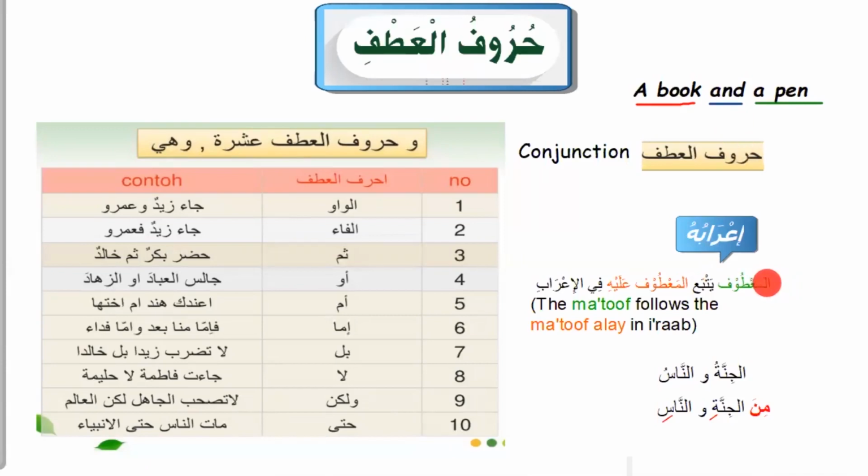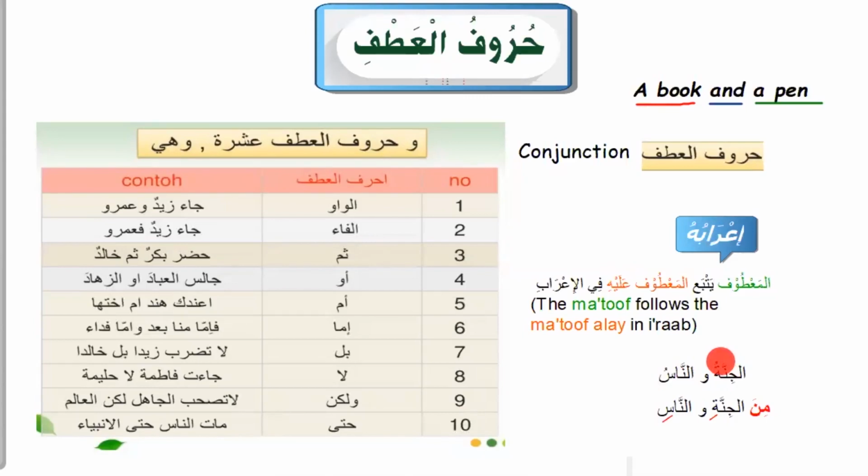So that is what it says here. Al-ma'tuf, meaning the second part that the conjunction is holding, yatba'u, it follows the ma'tuf alay, meaning the first part, fil i'rab, in i'rab. So whatever i'rab the ma'tuf alay has, the ma'tuf will have that same i'rab. When a conjunction in the Arabic language is holding two things together, the first thing and the second thing will have the same i'rab. I hope that is clear.